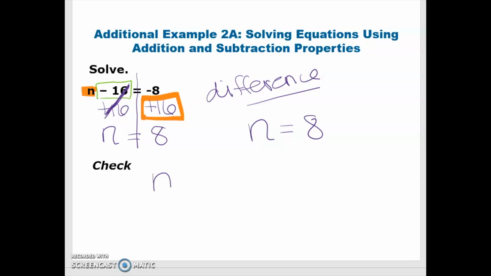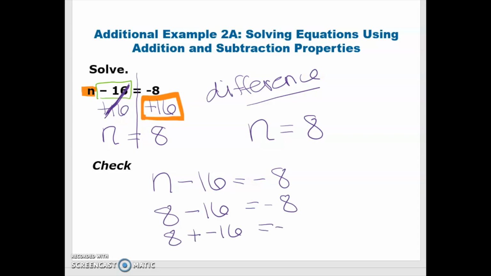So let's do our check again. n minus 16 equals negative 8. I'm going to plug in 8 minus 16 equals negative 8. I'm going to keep change, 8 plus negative 16. Oh, there we go. So my negative is bigger, which means my answer is negative, and I subtract. And now I'm good. Now I can move on.